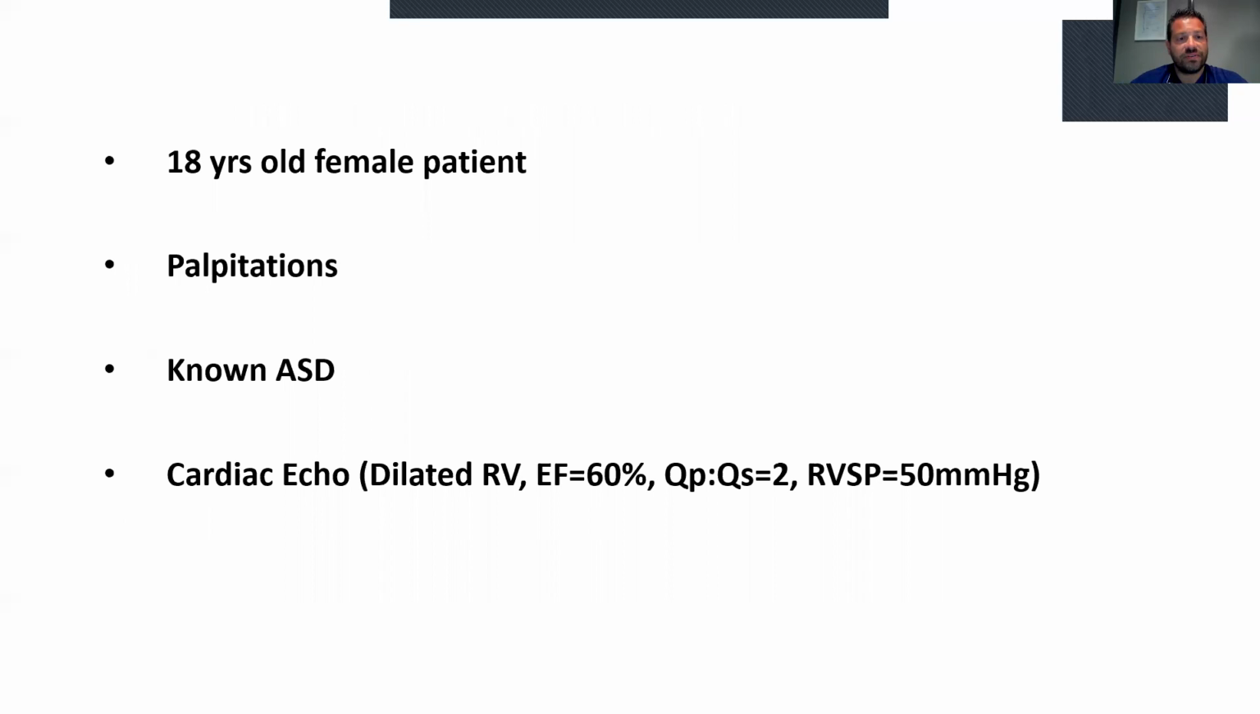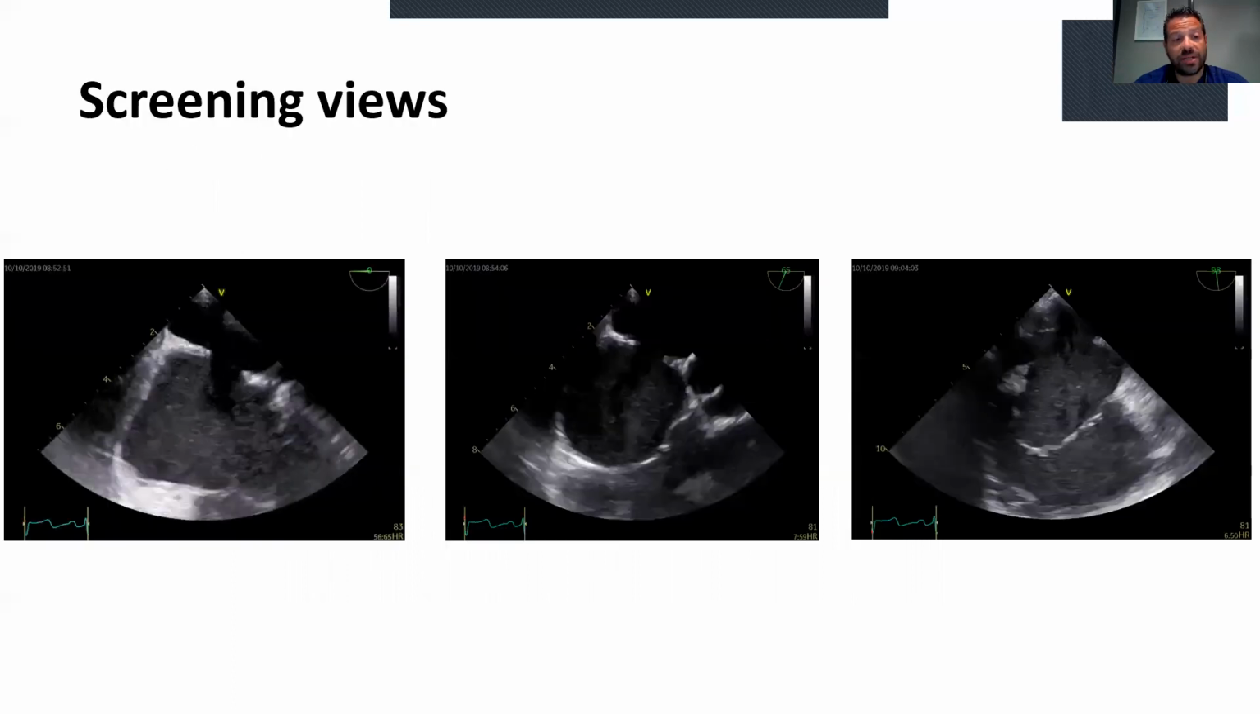An 18-year-old female patient who was complaining about palpitations. She had a known ASD from her childhood. The transthoracic cardiac echo showed a dilated right ventricle, ejection fraction of 60%. QP/QS was 2, and moderately elevated pulmonary pressures.